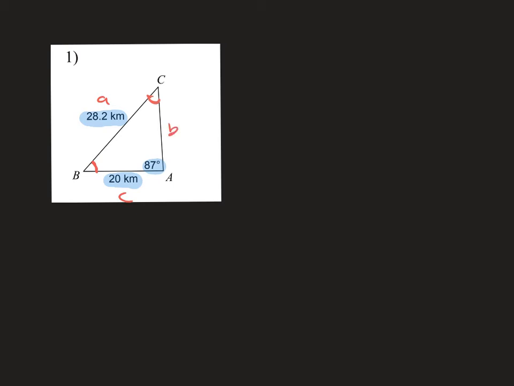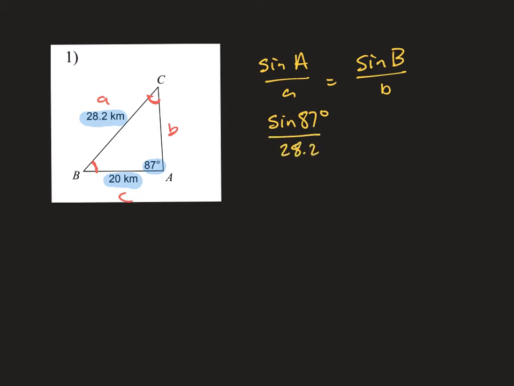So we'll jump right in and we'll start with one of our ratios. Let's work with a and b, just for the heck of it. So we're going to do sine of A over a equals sine of B over b. And so we know that A is 87 degrees, so sine of 87 degrees over the measurement for a, 28.2 kilometers. That's going to equal the sine of angle B. Oh, I can't do this one yet. I don't know angle B and I don't know side b.